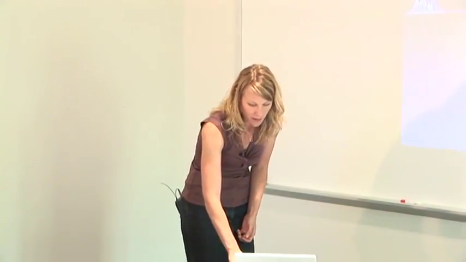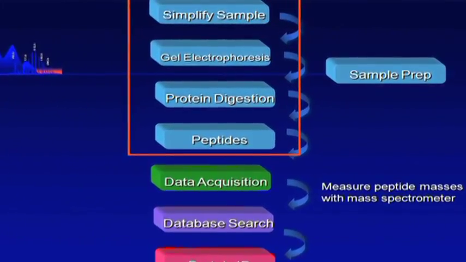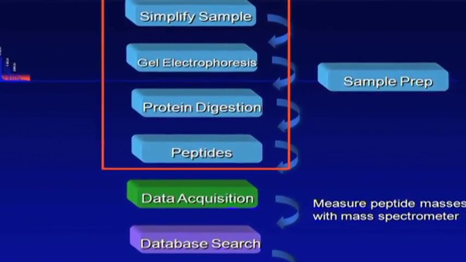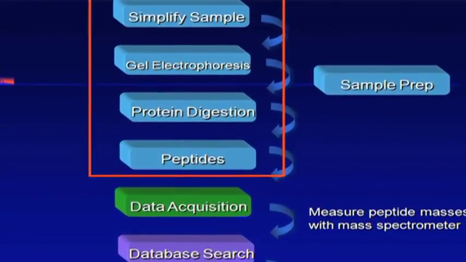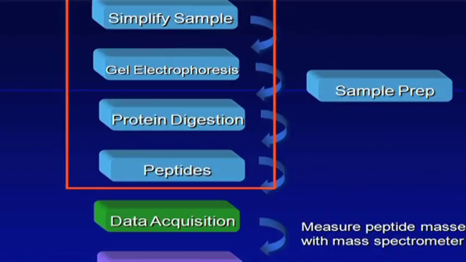Okay, so we'll start with sample prep. As I said, there are a lot of steps that can go into sample preparation. And again, this depends on the goal of your experiment and the type of sample you're working with. You're always going to do some level of simplification. This could be done in many different ways. One way to simplify your sample is to do gel electrophoresis. Another way is to do liquid chromatography fractionation. And we'll talk about many specific examples of sample fractionation in the lab this morning.